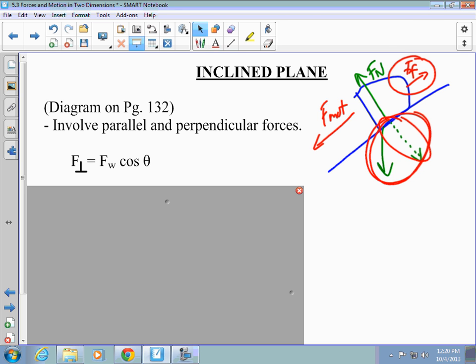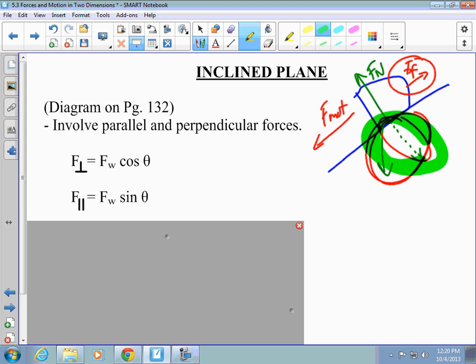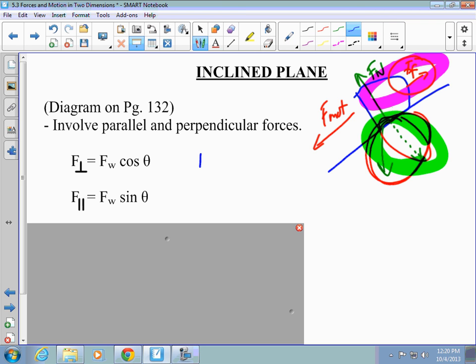The perpendicular force right here is equal to the force of weight times the cosine of theta. Then likewise, we have the parallel force, and the force of friction could equal the parallel force in this example. The parallel force is the force of weight times the sine of theta. Now how do we figure out force of weight? Force of weight is really the force of gravity, so force of weight is simply mass times gravity.